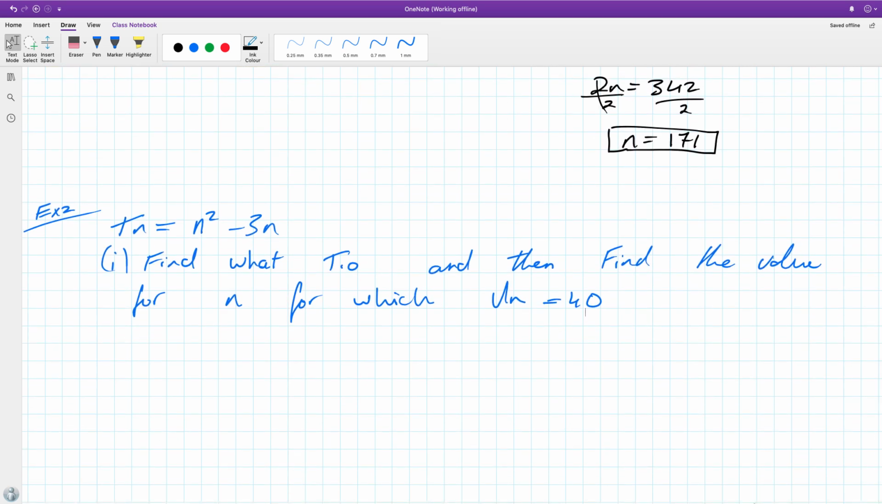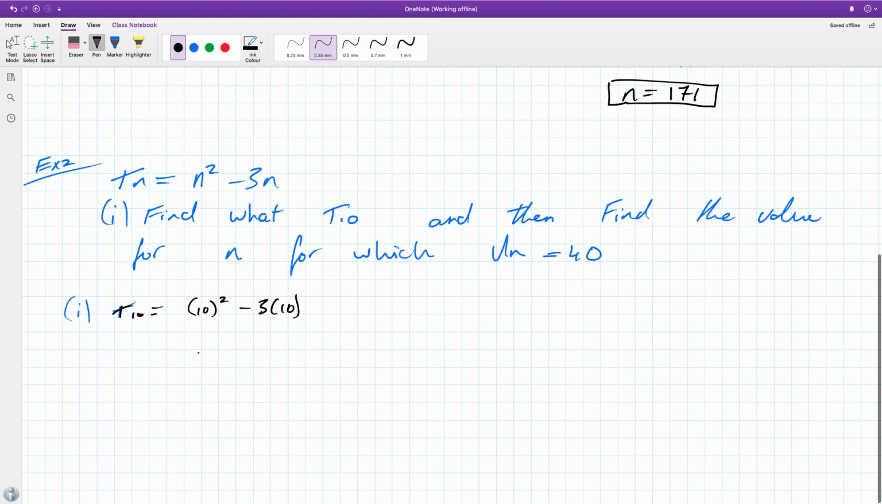Right, let's have a little go at it then. Find T10, which is equal to 10 squared minus 3 times 10, which is 10 squared is 100, minus 3 times 10 is minus 30, is equal to 70.